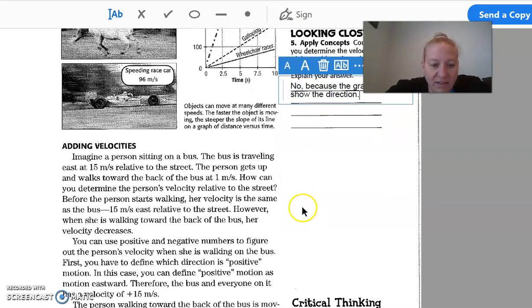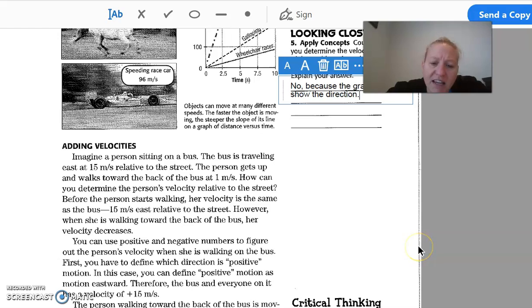Okay, adding velocities. Imagine a person sitting on a bus. The bus is traveling east at 15 meters per second relative to the street. The person gets up and walks towards the back of the bus at 1 meter per second. How can you determine the person's velocity relative to the street? That's important, to the street. Before the person starts walking, her velocity is the same as the bus, which is 15 meters per second east relative to the street. However, when she is walking toward the back of the bus, her velocity decreases.